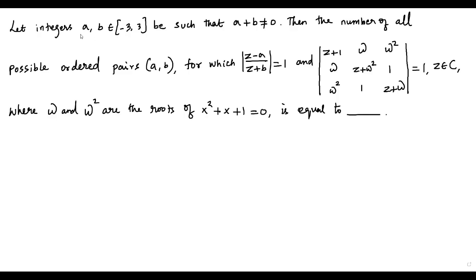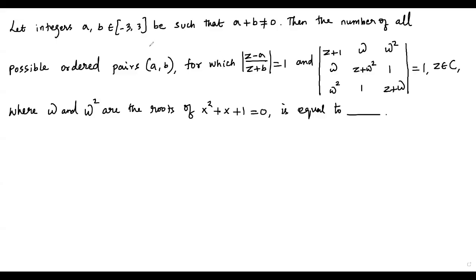Let integers a, b belong to the closed interval [-3, 3] such that a + b is not equal to 0. Then the number of all possible ordered pairs (a, b) for which the absolute value of (z - a) over (z + b) equals 1, and here we have a determinant that is equal to 1, where z is a complex number, where omega and omega square are the roots of x square + x + 1 = 0, is equal to.